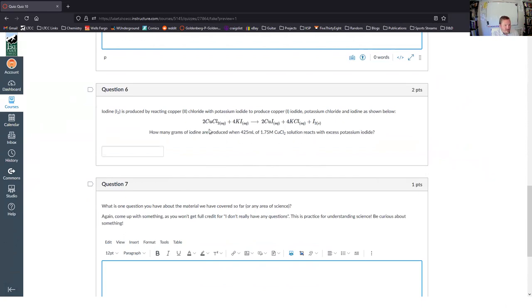For question six, I gave you the reaction balanced, and it kind of looks a bit like a precipitation reaction because you've got two aqueous solutions and you make a solid product, but you actually do have the oxidation state of the iodide changing. It's going from negative one to zero. So it's a redox reaction actually in this case. And the charge of the copper is changing as well. Copper is going from plus two to plus one.